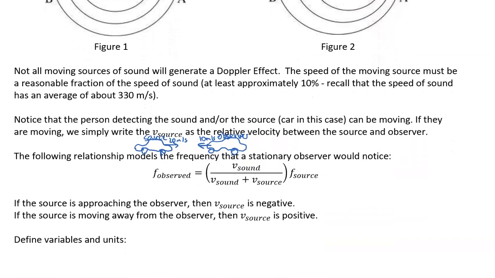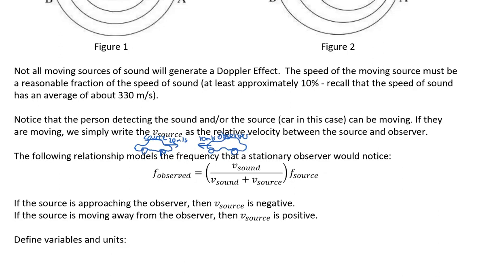That is, the frequency that we observe is equal to the speed of sound divided by the speed of sound plus the speed of the source, times the frequency of the source. Now, depending on what textbook you're using, if you're using the Nelson Physics 11 textbook, this is not the equation that's in their textbook.